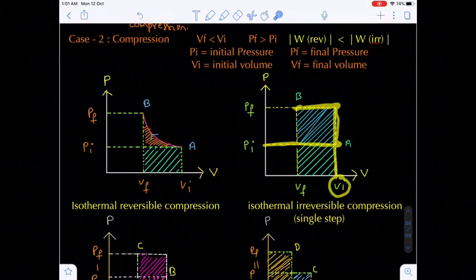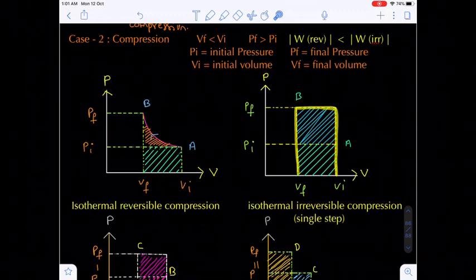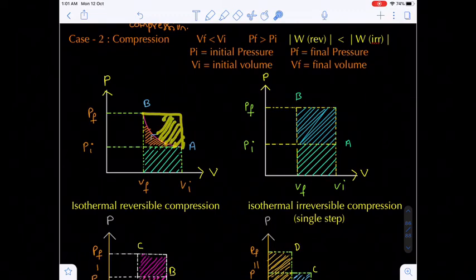So the initial volume Vi and final volume Vf should decrease, because as the pressure increases, the volume has to decrease. Now the area under this curve corresponds to the work done. You see here in the reversible process this curve is not there, so this is the extra portion of the work done that will be carried in the irreversible process.